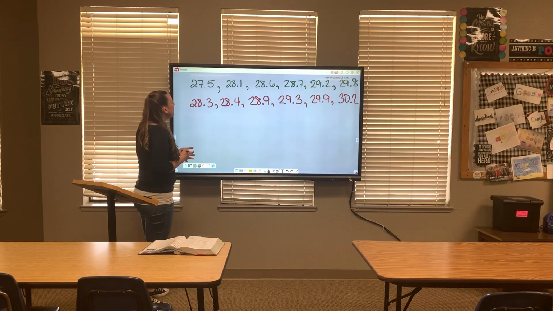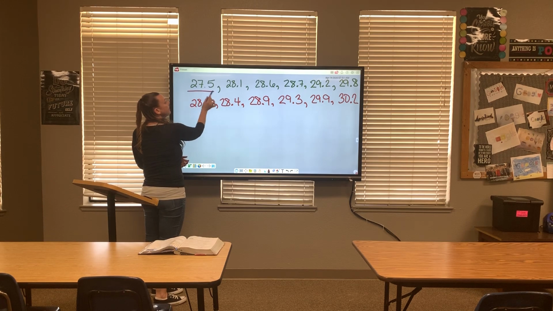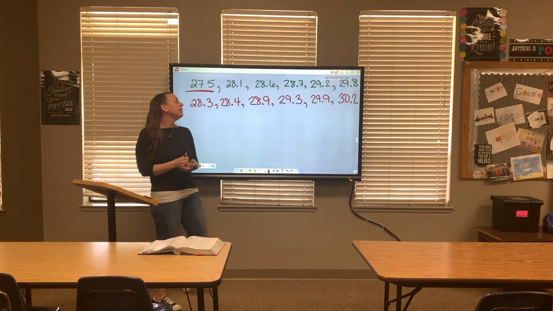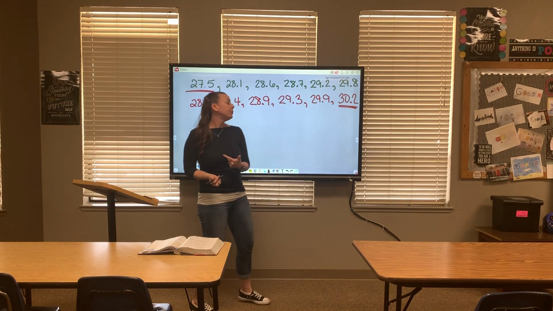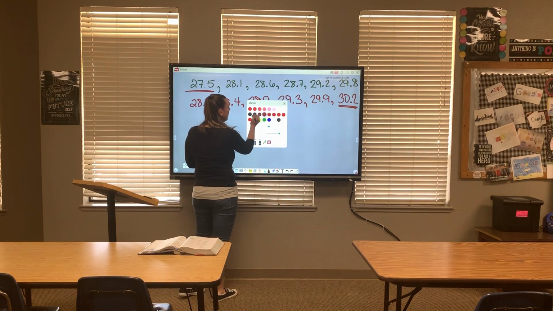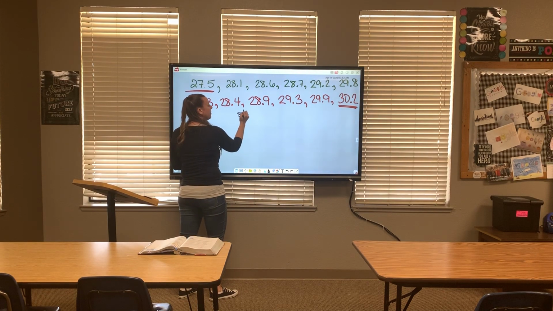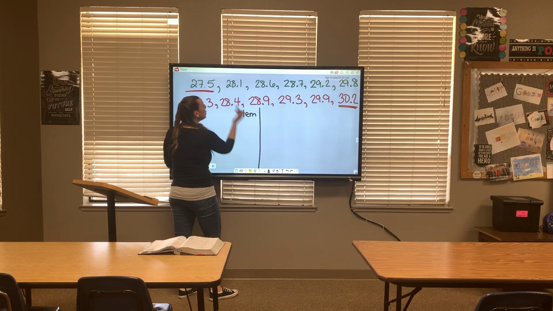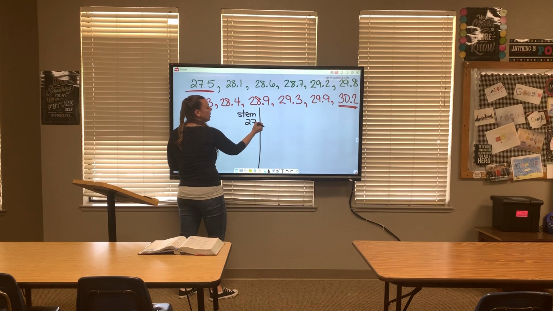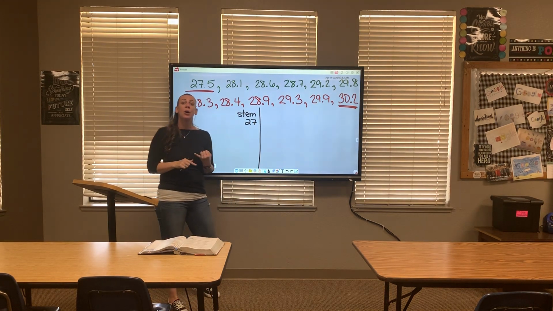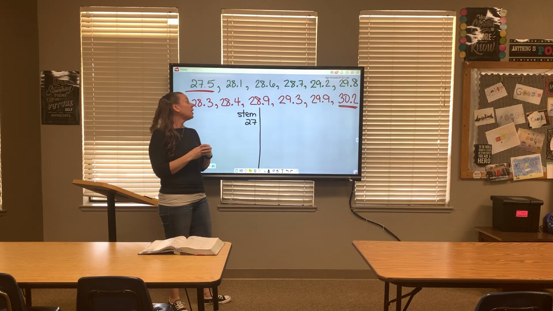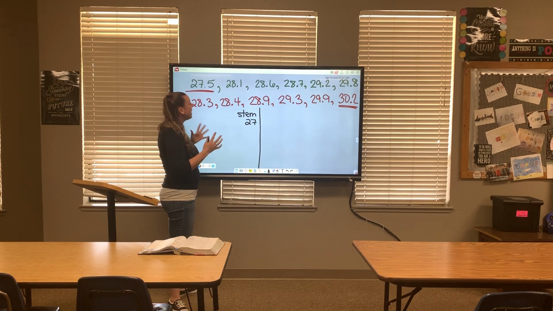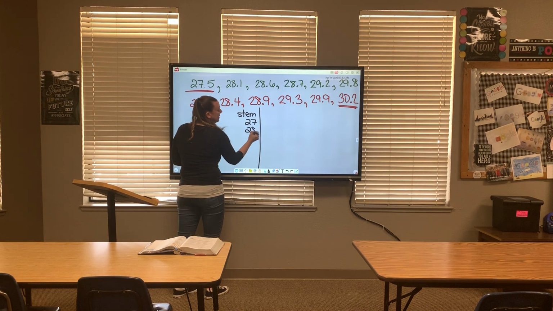So I still want to look at my lowest numbers. In this case, my lowest number is still 27.5, but my largest number is now 30.2. So that means when I'm creating my stem, it's going to go from the lowest number, which is 27, all the way to 30. So even if I don't have anything in one of those intervals, even if I don't have 28 point anything, or I don't have 29 point anything, that's okay. I still have to put them on there.